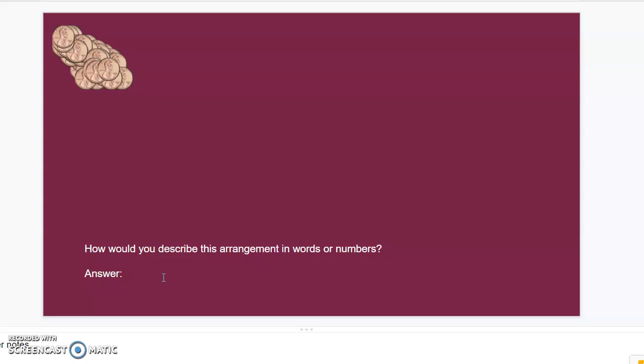Drag the pennies into an arrangement and describe them in words or numbers. Tomorrow, you will be looking at other people's work for this, so please do your best and make sure they're organized in an easier way for people to see how many pennies there are and describe them in words and numbers.